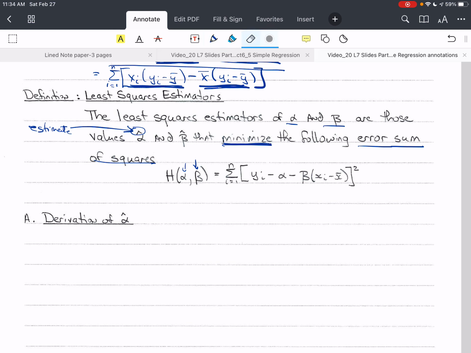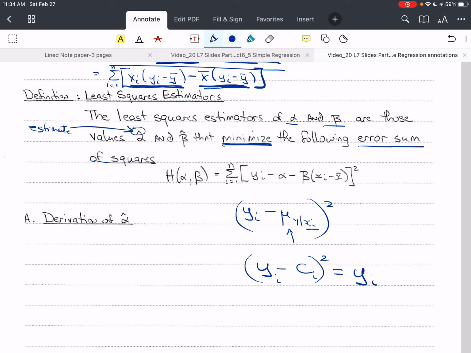Now, we call this the least squares estimator because think about this. This is yi minus mu of y given xi, quantity squared. This is a constant at xi. Given xi is fixed, this is a constant. So we're taking y minus, let's say, c sub i, quantity squared: yi squared minus 2 ci yi plus ci squared. This is the equation of a parabola. Okay?